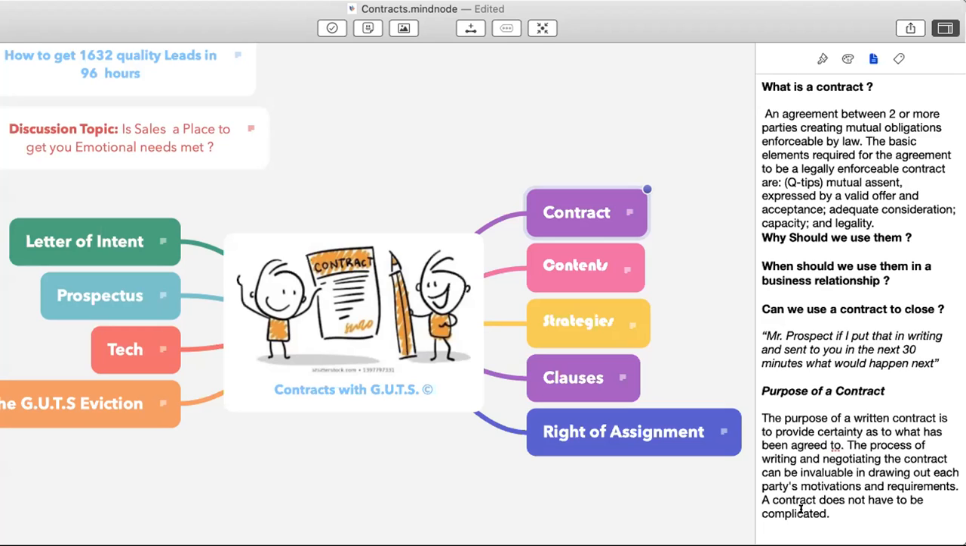Yeah, this is the most important part. A contract does not have to be complicated. How long should a good contract be in my world? How long do you think a contract should be? 20, 30 pages? Less is more. Two pages is a sweet spot. Two pages, and use large type.